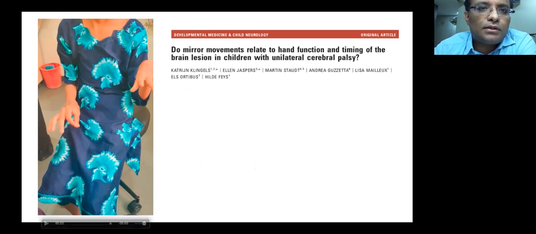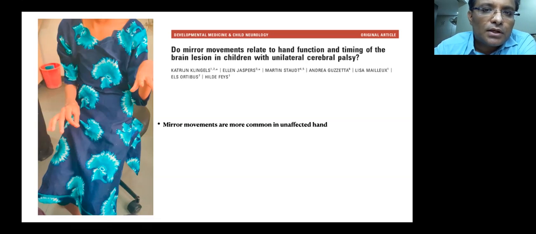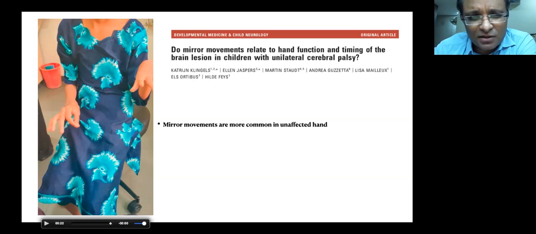So basically, there was this one paper, that when we are talking about congenital hemiparesis or cerebral palsy, is there any correlation with the type of injury or the pattern of injury? So what the paper has mentioned is that these movements are more common in the unaffected hand. Like in this case, they are more common on the right side. The left was the affected side. The mirror movements are common on the right side.